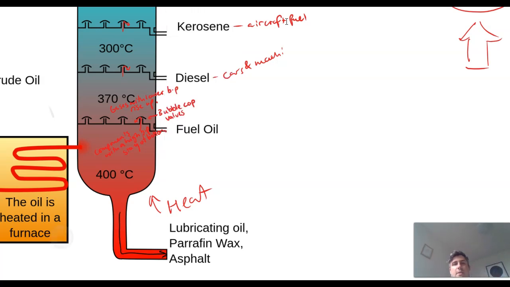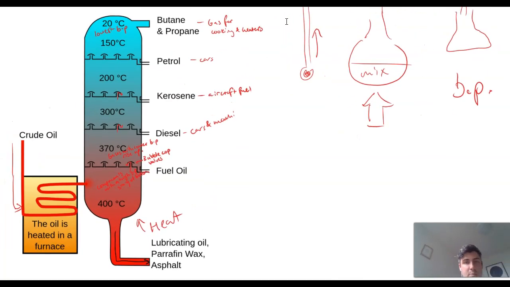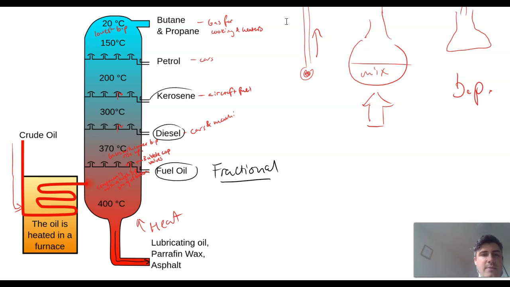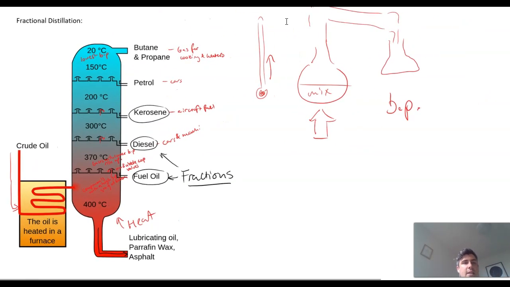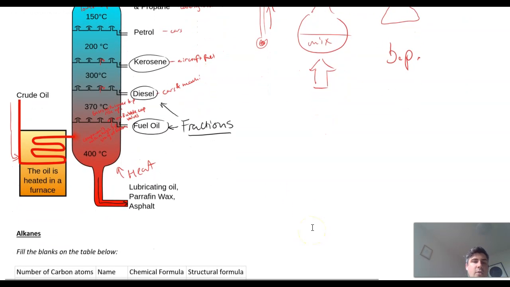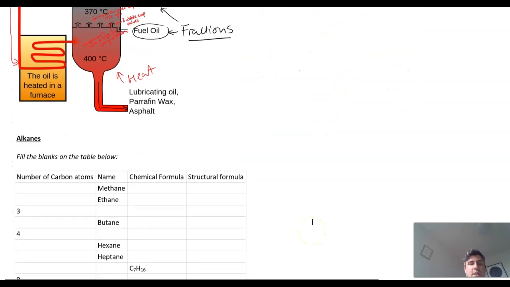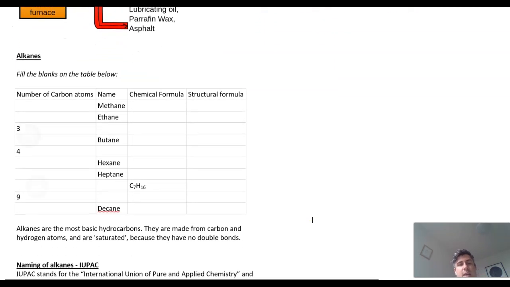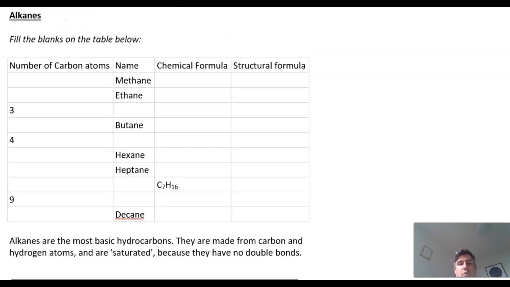So that's what happens, as a brief overview, for fractional distillation. And the reason they call it fractional distillation is because of these components here. And they call these fractions because they are parts of the mixture. So that's how we distill crude oil. Now, the main components of crude oil, the main hydrocarbon that we're interested in, is alkanes, particularly for fuels.